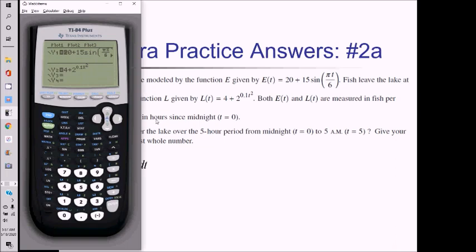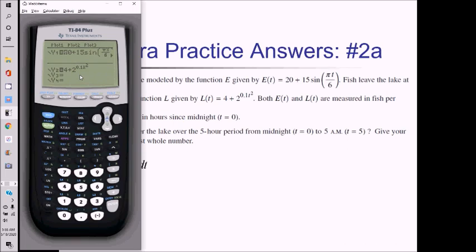So here I am on my calculator. In my y equals, I've actually entered the E of t function in y1 just to make my life a little bit easier. And I didn't need it for this part of the problem, but I entered L of t in y2 just because I'm pretty sure I'm going to need this down the road as well. So hey, while I'm in here, might as well get multiple things done.